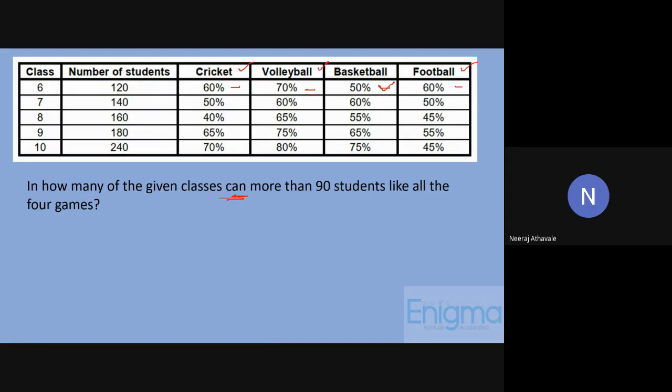Okay, now 50% of 120 कितना है? It is 60. Okay, which is not greater than 90. So therefore 6 standard is not possible. Okay, did you understand the question? Yes, sir. Okay, so now try and solve for all the standards: 7th, 8th, 9th and 10th.